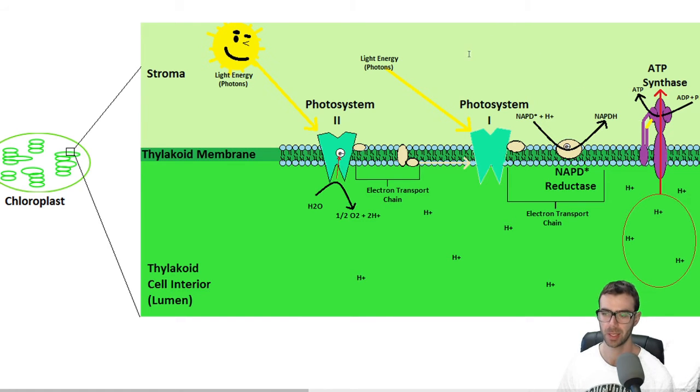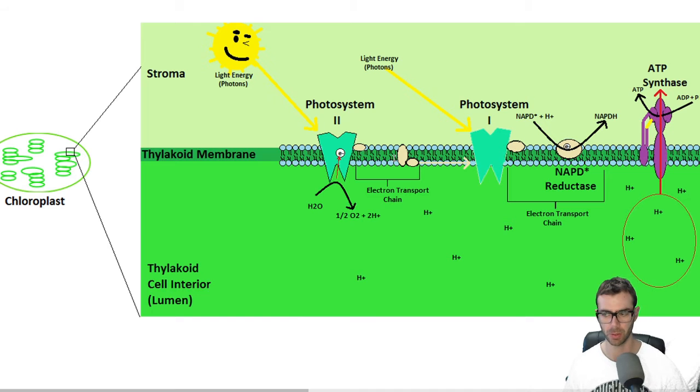Going back to the excited electron in photosystem 2, the excited electron gets transported across the thylakoid membrane by protein carriers within the membrane called the electron transport chain, right here. So things are moving to the right in this direction towards photosystem 1. Photosystem 1 is another light-sensitive photoreceptor. As this is happening, the electron is moving across the membrane.